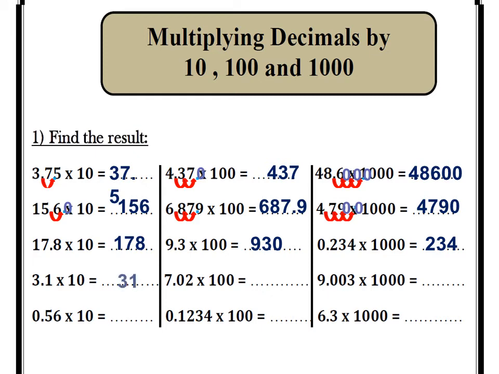3.1 times 10, moving 1 step, so it's going to be 31. 7.02 times 100, 2 steps, so it's going to be 702. 9.003 times 1,000, 3 steps, so my answer is going to be 9,003. 0.56 times 10, 1 zero, 1 step, so my answer is going to be 5.6. 0.1234 times 100, 2 steps, so my answer is going to be 12.34. 6.3 times 1,000 is going to move 3 steps, so my answer is going to be 6,300.